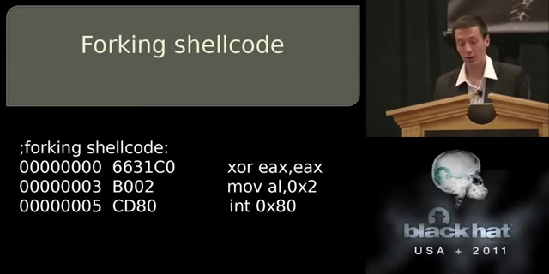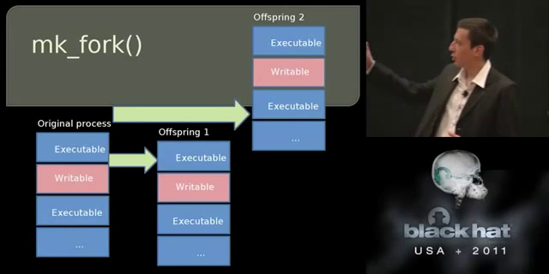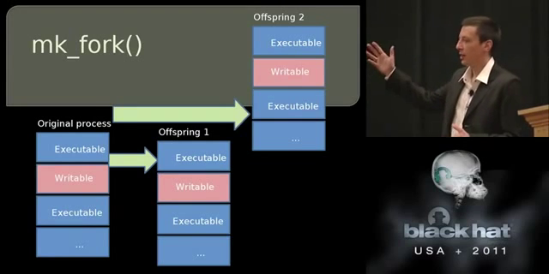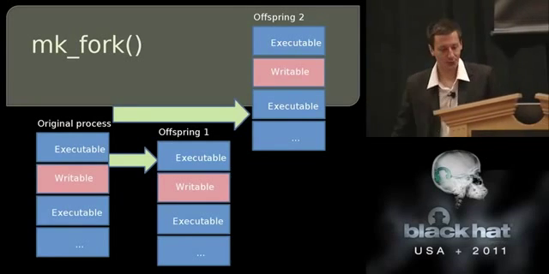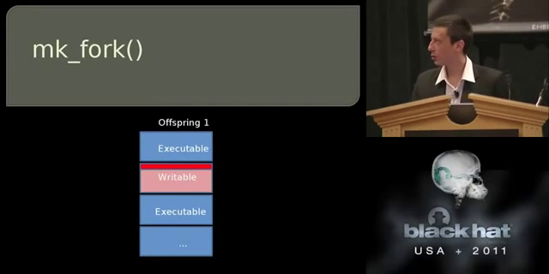Yeah, the shellcode for just forking is pretty simple. Okay, so it works like that. You have an original process, right? And you can duplicate it many times. And then in each process, we're going to try a different overwrite with a given value.